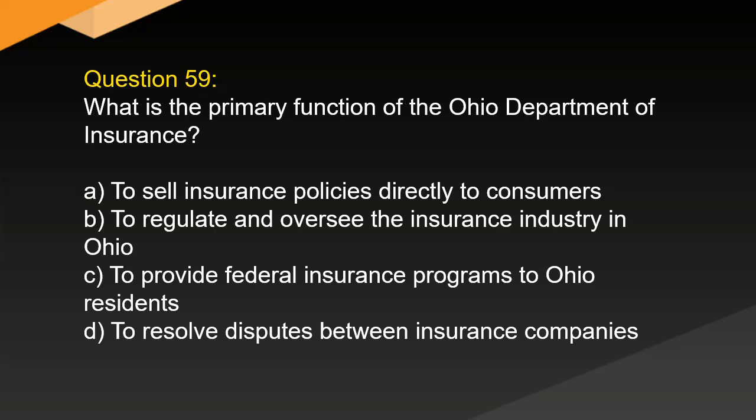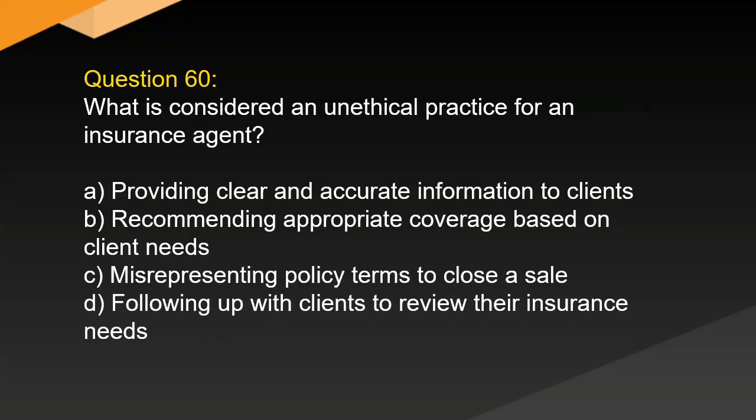Question 59. What is the primary function of the Ohio Department of Insurance? A. To sell insurance policies directly to consumers. B. To regulate and oversee the insurance industry in Ohio. C. To provide federal insurance programs to Ohio residents. D. To resolve disputes between insurance companies.